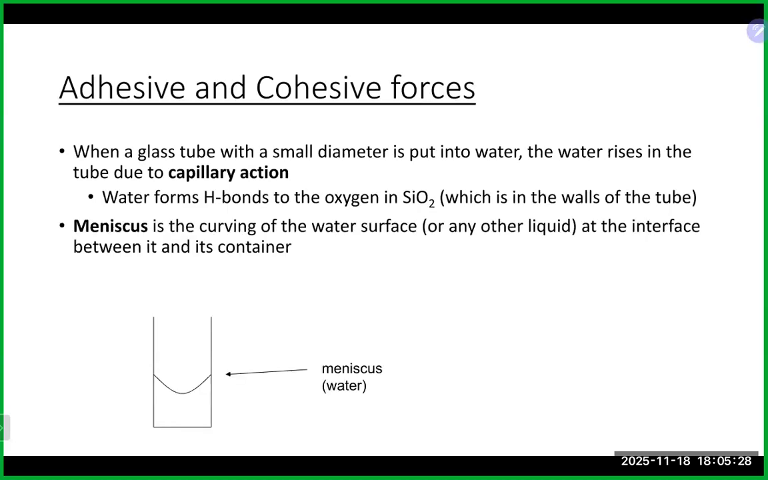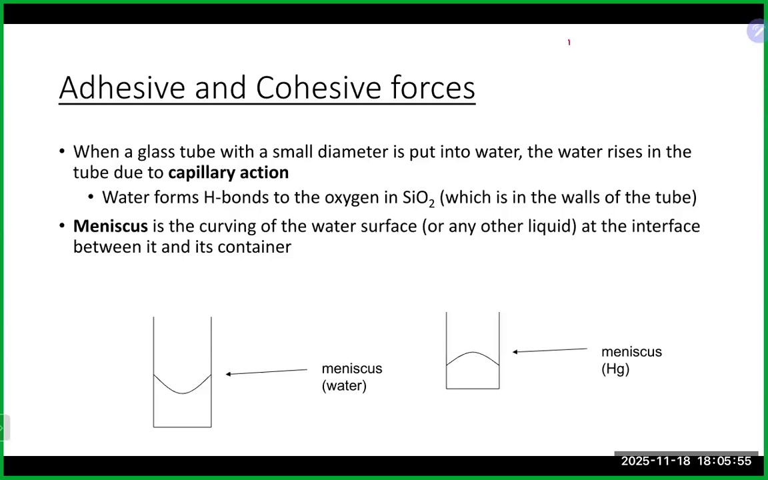Now, when we talk about adhesive and cohesive properties, that is, as I mentioned earlier, really why we see a meniscus when we look at the meniscus. And that is because we get capillary action happening. Capillary action is when we have a small diameter glass tube, for example, and water will just rise up it through attractive forces.